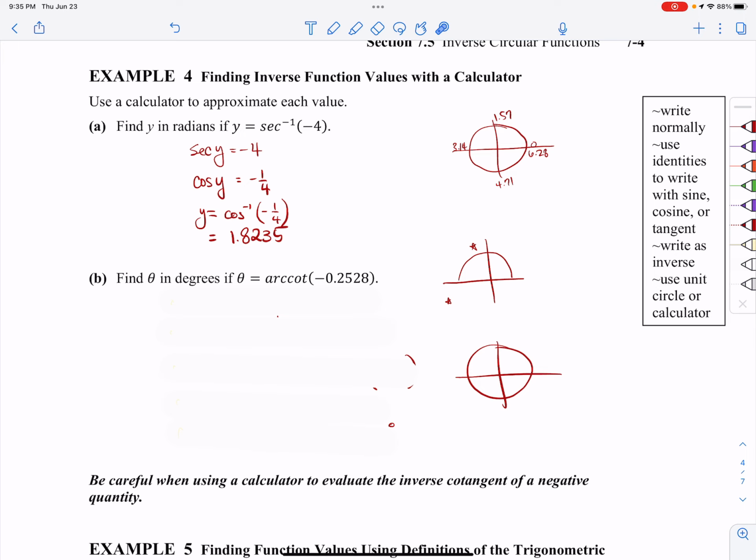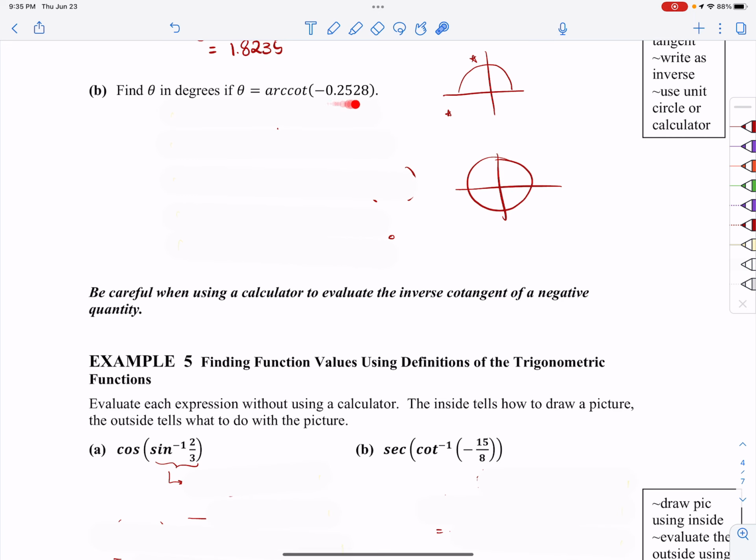All right, take a look at part B. Again, there's no way for me to just type this straight into the calculator because we don't have a cotangent inverse button. So what we're going to want to do is first write it normally. Second, turn it into a tangent. Third, turn that tangent back into a tangent inverse so that we have a button to use for it. All right, so here we go. So we want to write it normally. And then we know that if cotangent is equal to this number, then tangent is equal to its reciprocal. Once we have it written as a tangent, then we can rewrite it, convert it into an inverse.